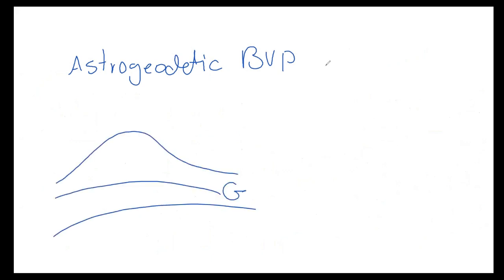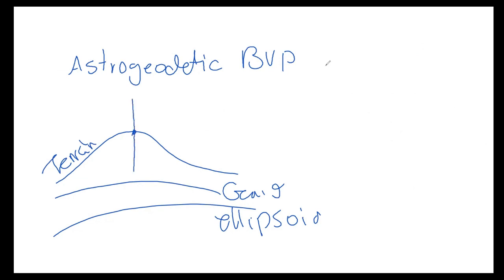Astrogeodetic boundary value problem. So we all know that we have the geoid and we have the ellipsoid. This one is the geoid, and we have the ellipsoid, and we have the terrain here. If we plot a normal to the ellipsoid from the terrain, and a normal to the geoid, they are not coincident.